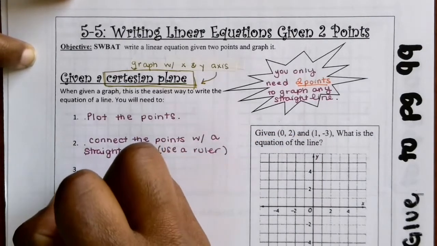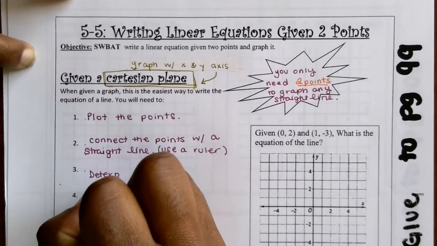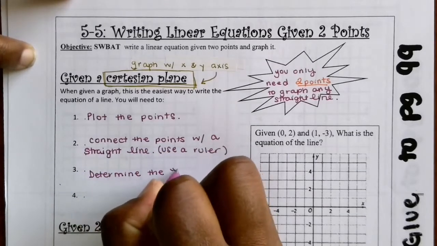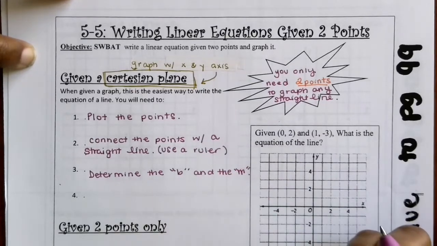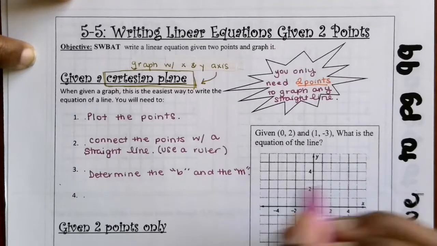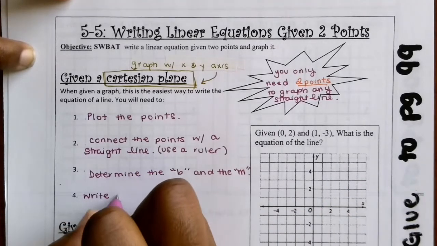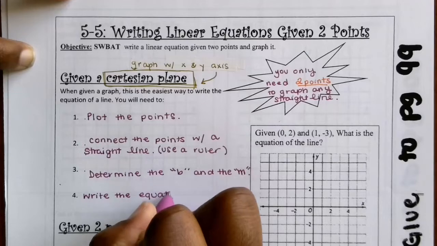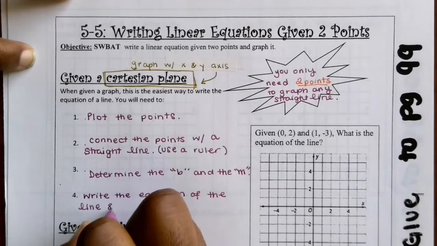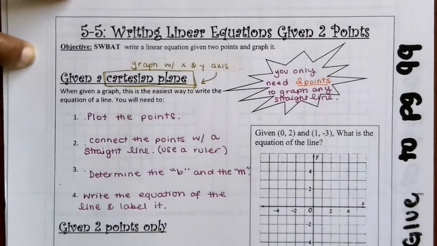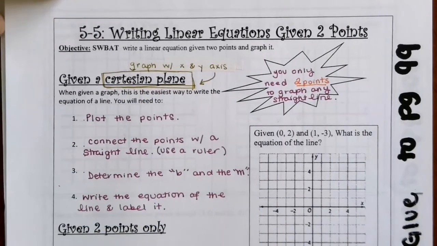The third thing you'll need to do is determine the b, aka your y-intercept, and the m, aka your slope. Last but definitely not least, you'll want to write the equation of the line and label it. And this is referring to substituting it or writing the equation of the line in slope-intercept form, otherwise known as y equals mx plus b.